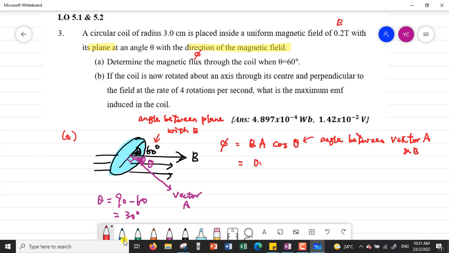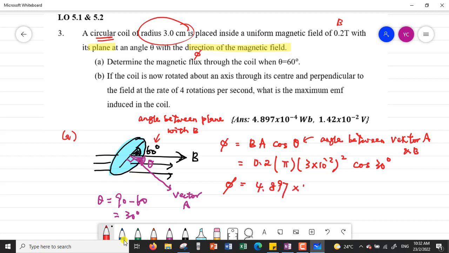Our B is 0.2. The area can be calculated from the radius. This is a circular coil, so our area will be pi r squared. So we have pi multiplied with the radius, 3 centimeter, changed to meter, times cos 30. You might pause the video to do the calculations. If you calculate correctly, you should get the value of the flux as 4.897 × 10^-4 Weber.